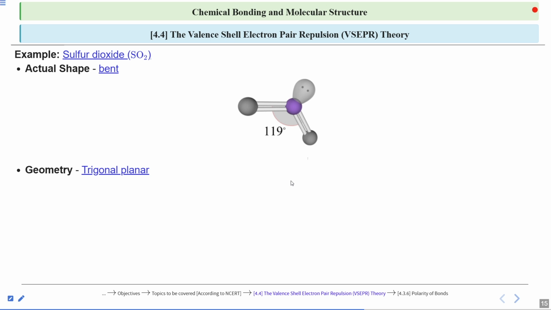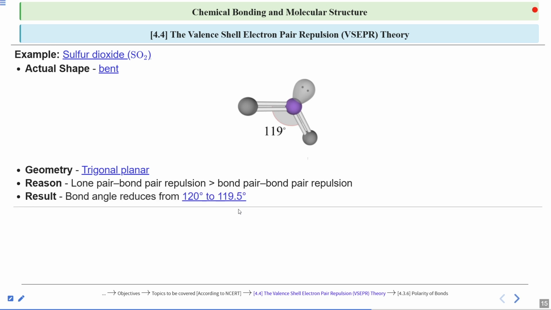Okay. And what is the reason? The reason is that the bond pair repulsion is less than the lone pair repulsion, due to which our angle is being reduced to 119 degrees. Okay, and if I take it accurate, it would be 119.5 degrees for the SO2 molecule.